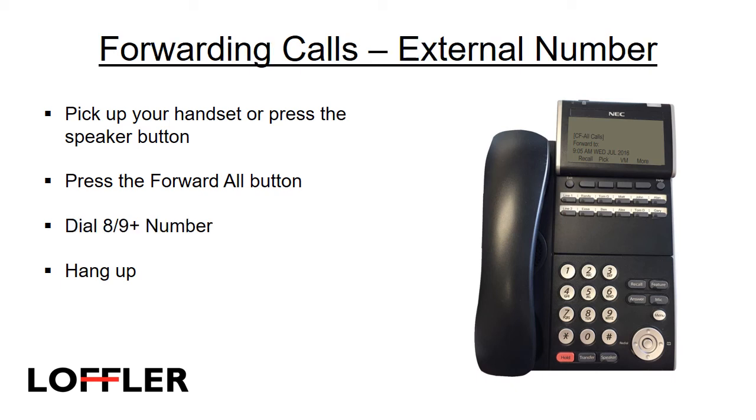To forward your calls to an external number, pick up your handset or press the speaker button. Press the programmed Forward All button. Dial the trunk access code 8 or 9, and then the number, and then hang up.